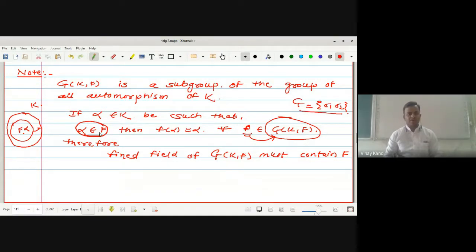Then, by the definition of G_K(F), what is G_K(F)? What does G_K(F) do? Its functions fix every element of F. Okay, G_K(F). So here f of alpha is equal to alpha for all f belonging to G_K(F). Okay. So hence, the fixed field of G_K(F) must contain F.